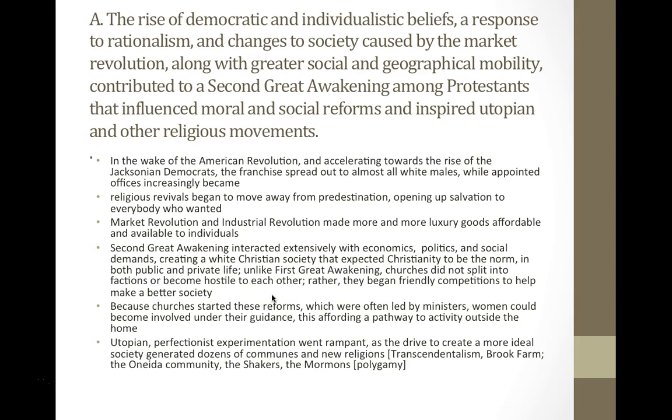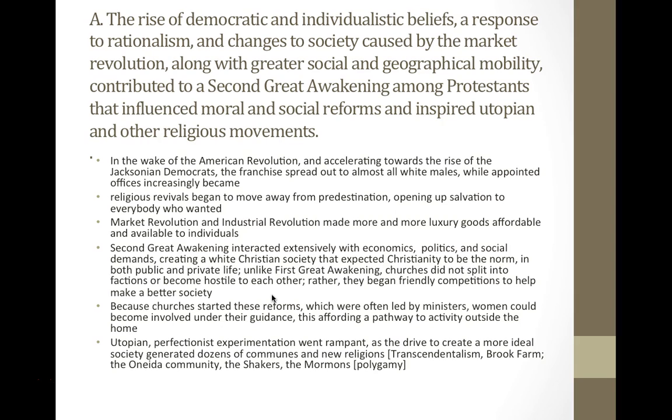All right, the Second Great Awakening is going to be a big deal, guys. We spent a lot of time talking about that. It's going to create a society that expects Christianity to be the norm, no different than what we have right now, okay? The idea that the norm is Christianity comes out of the Second Great Awakening, okay?